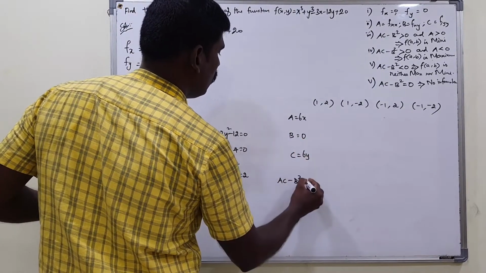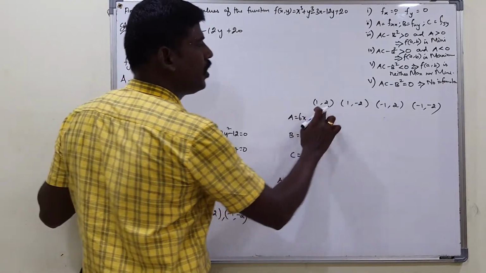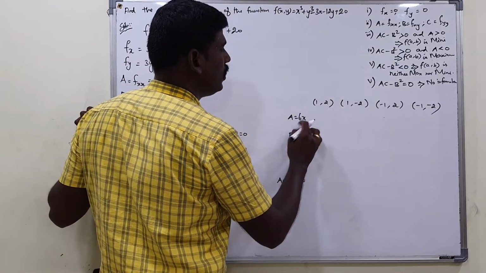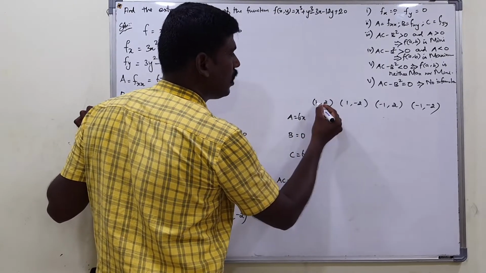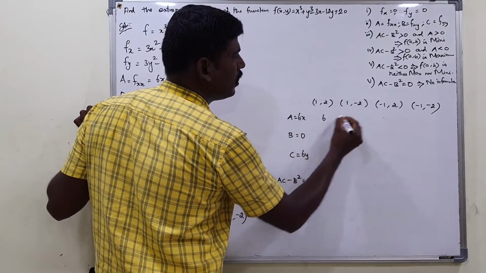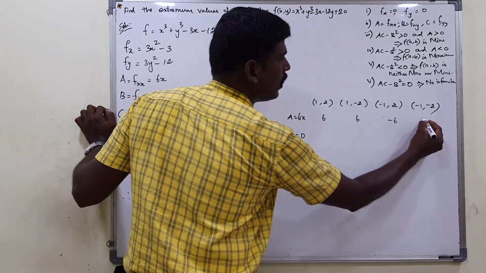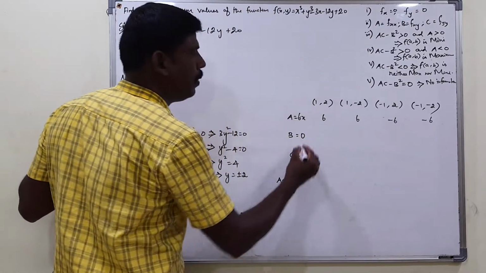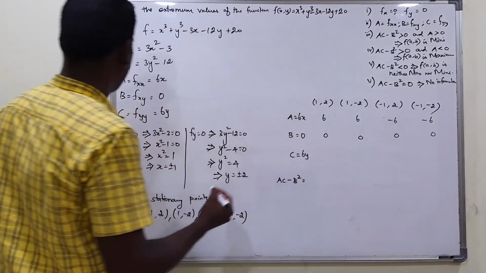What is C? It is 6y. Now I am going to find out the value of A among these 4 points. Substitute here. A is only 6x, and x means the first coordinate. So substitute this first coordinate alone. 6 into 1 is 6. Here also 6 into 1, 6. 6 into minus 1, minus 6. Here also it is minus 6. B is completely 0.